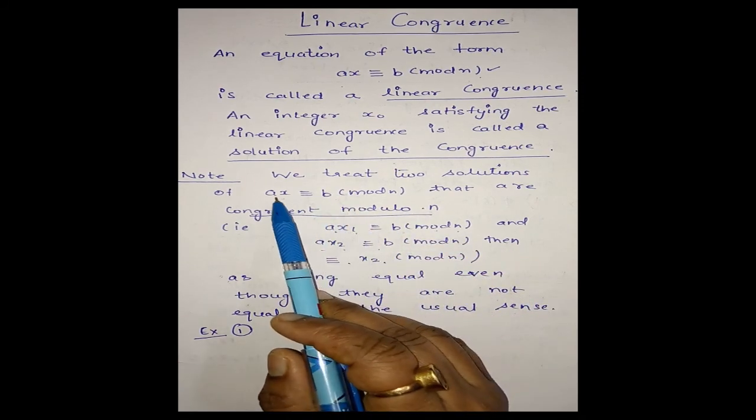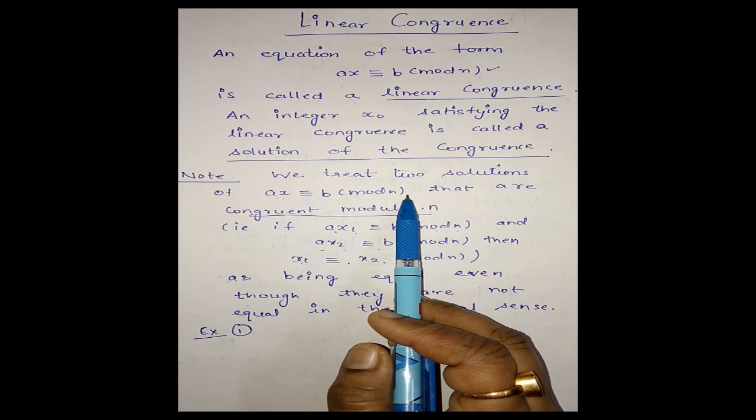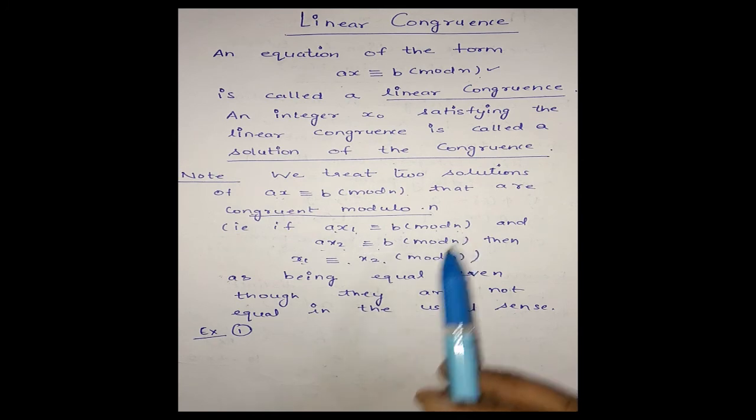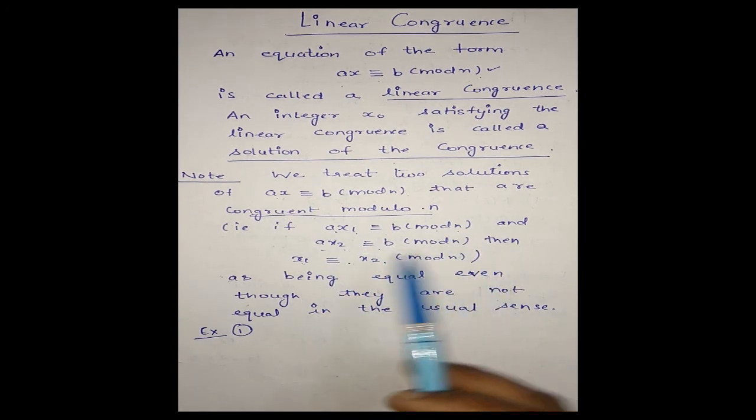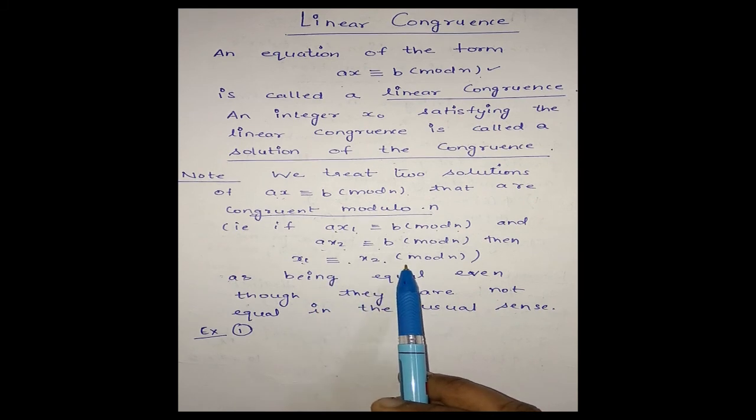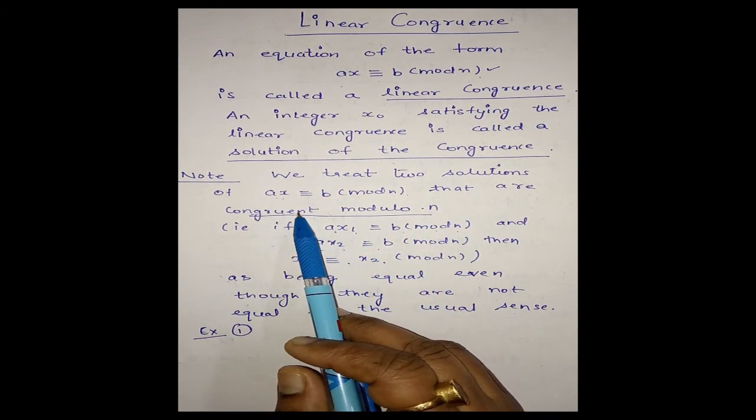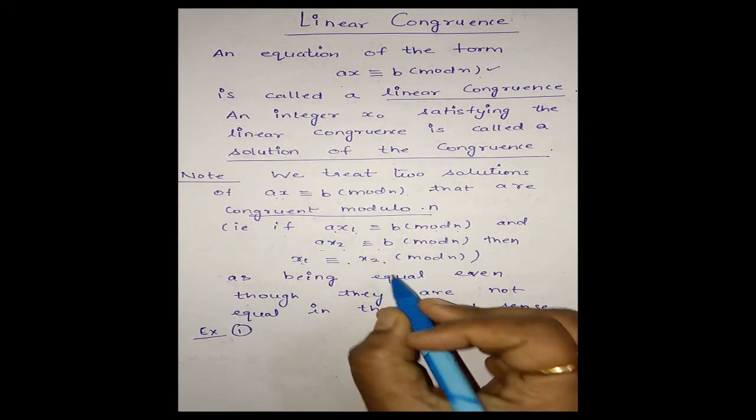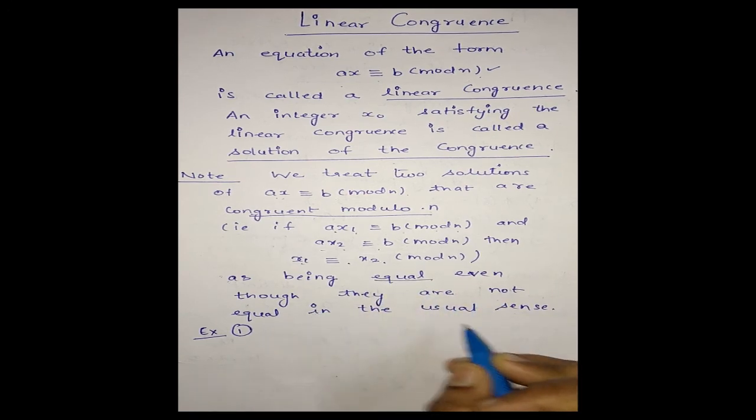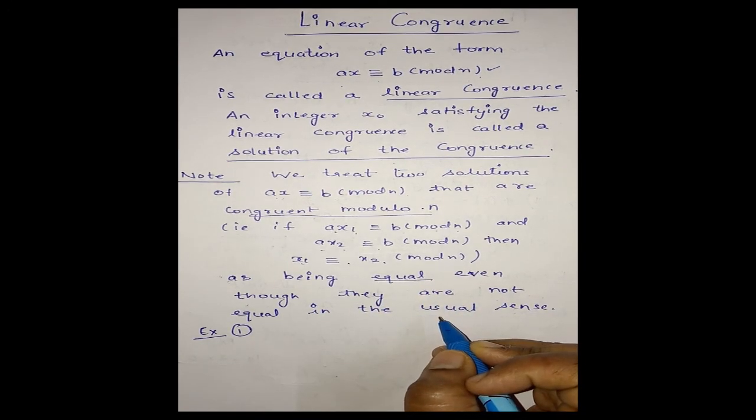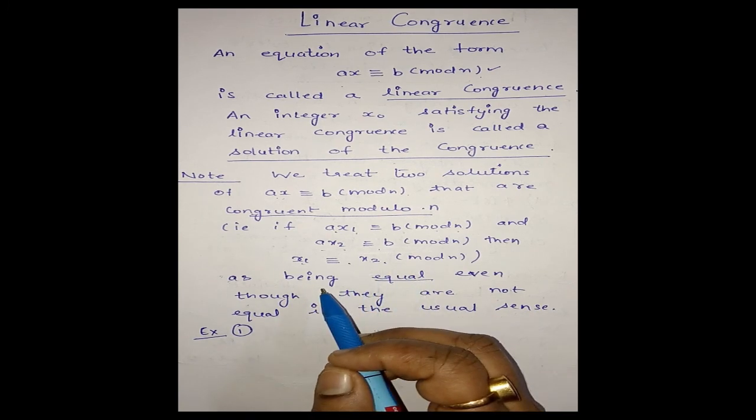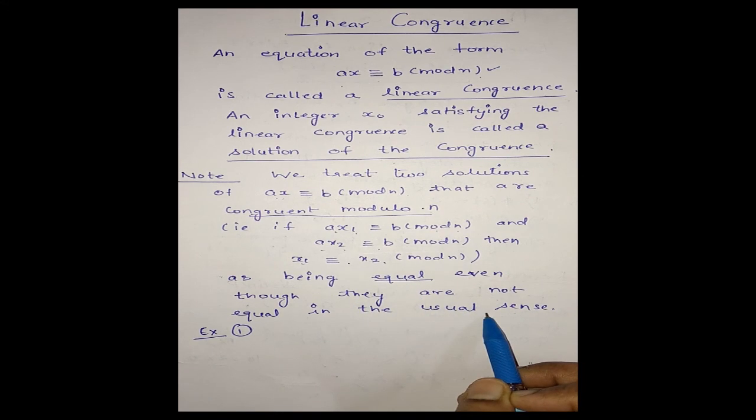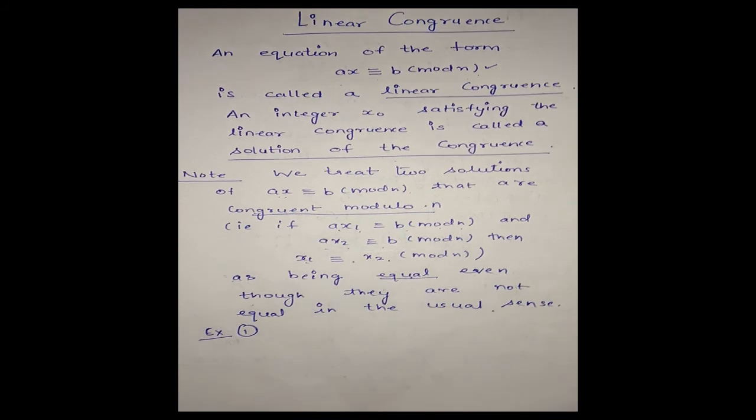That means if we have the linear congruence ax is congruent to b modulo n and two solutions x1 and x2 such that ax1 and ax2 are both congruent to b modulo n, and if x1 is congruent to x2 modulo n, then we say x1 and x2 are congruent modulo n. In that case, these two solutions are treated as equal even though they are not equal in the usual sense. Let us understand this with the help of an example.